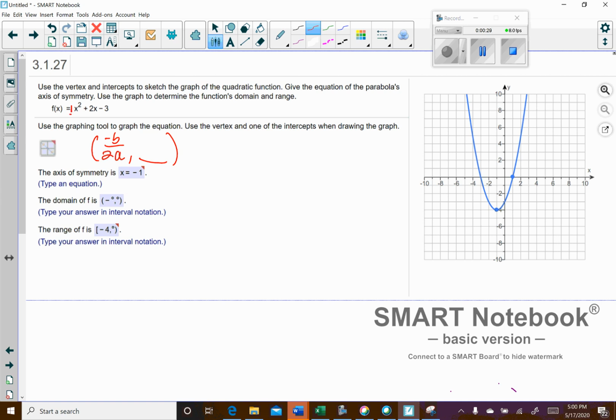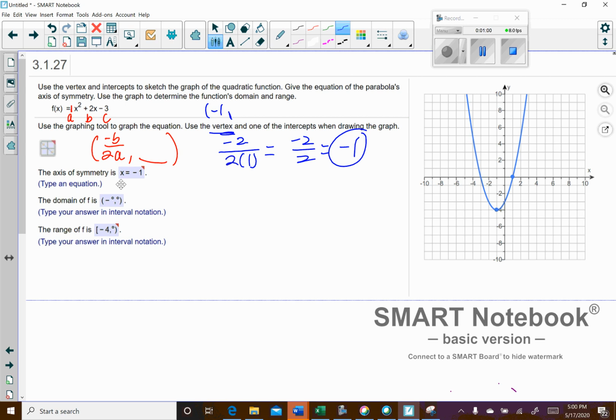So this is your a, this is your b, and this is your c, which won't be relevant for this problem. So we're going to do negative 2 divided by 2 times 1. So that's going to give us negative 2 over 2, which is negative 1. So that's going to be the x value for the vertex, which looks like that's what we have on the graph over here. I'm not sure if this is right or not. We'll see in a second. So my vertex, the x value is negative 1.